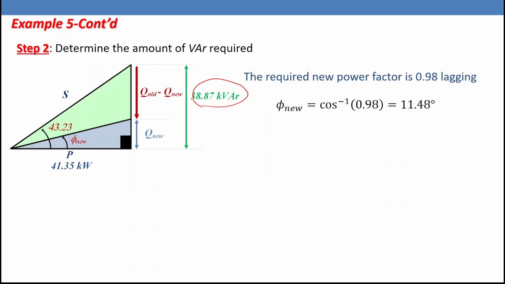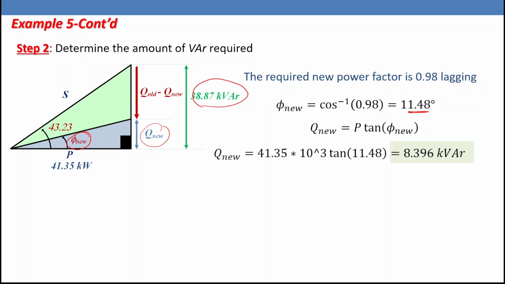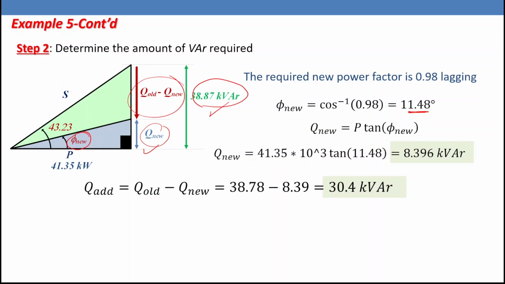When we have phi new, which equals 11.5 degrees, we have a Q new, so we need to calculate this one for the same amount of power P. So let's calculate Q new. Q new equals P tan phi new. From this one, we have Q new equals 8.39 kilovar. So we have this one and we have this one, so we can calculate the amount of VAR that should be added to our system. So Q add equals Q old minus Q new equals 30.4 kilovar. So we have this value now.